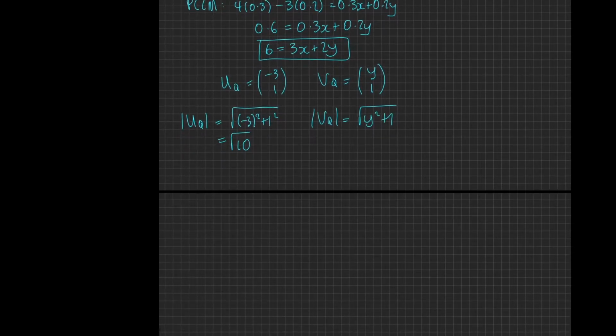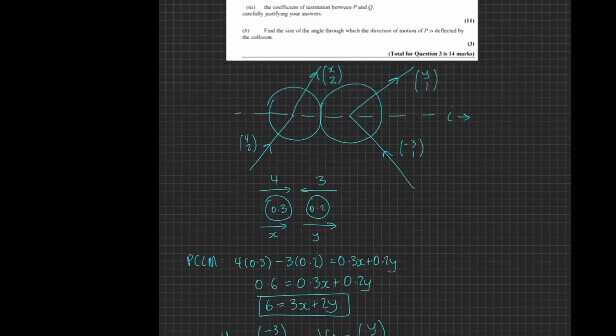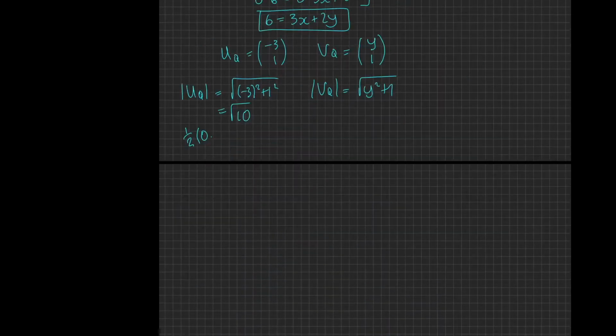So if the kinetic energy of Q after is a half of the initial kinetic energy of Q, let's turn that into an equation. The kinetic energy of Q before is a half times the mass of Q, 0.2, times the initial velocity of Q squared, so that's root 10 squared, so 10. And that times a half is going to give us our final kinetic energy, which is a half times the mass of Q times the final velocity of Q squared, which is just y squared plus 1, because the square and the square root cancel out.